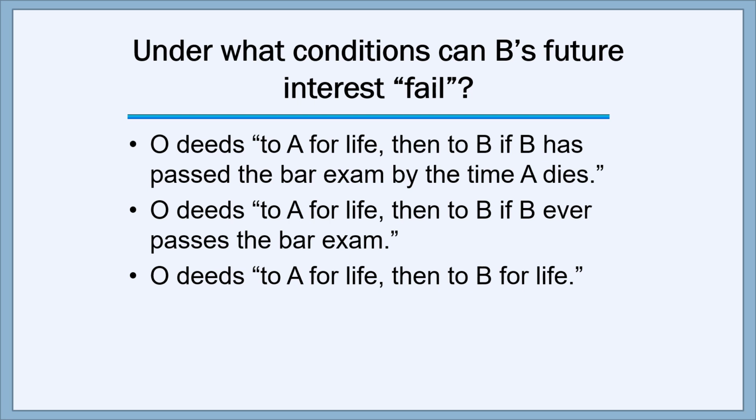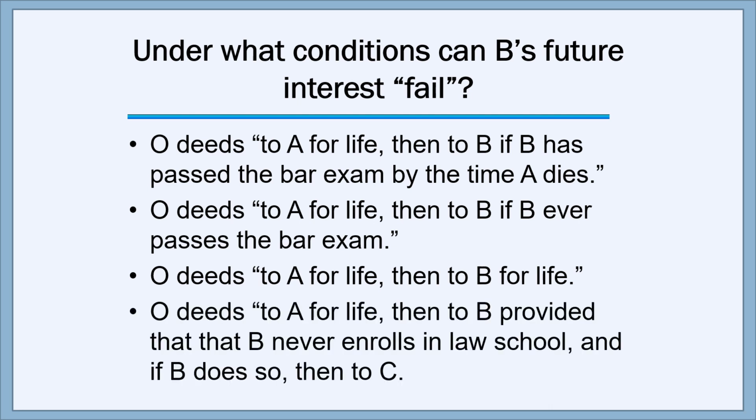In the next example, O deeds to A for life, then to B for life. Well, B's future interest is only for life. It's not in fee simple absolute, and therefore, if B dies before A does, it's impossible for B to ever take the property. The life estate in B will, in effect, have ended before it began. Therefore, B's future interest will fail if B dies before A does.